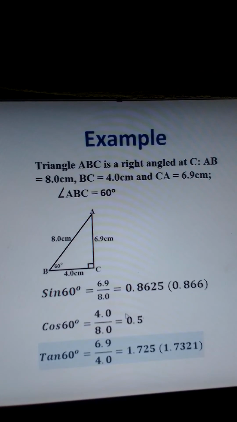The tangent of 60 degrees is equal to the opposite side divided by the adjacent side, which is 6.9 divided by 4.0. You get 1.725. But from tables you get 1.7321. So our value is compromised because our lengths are to one decimal place.